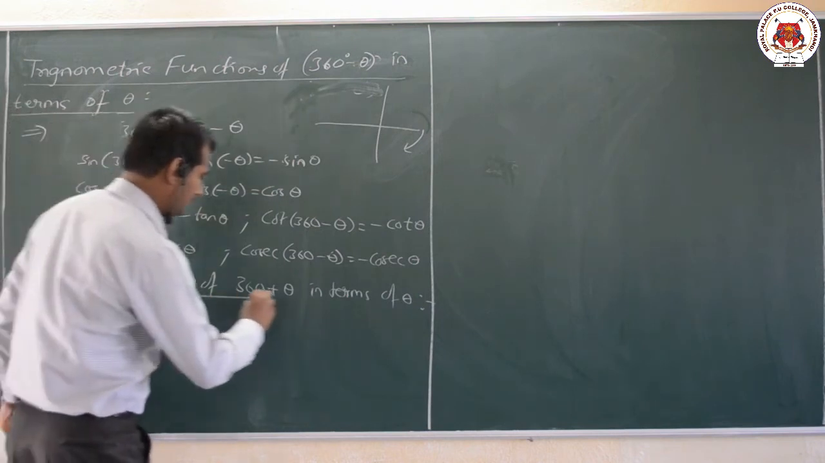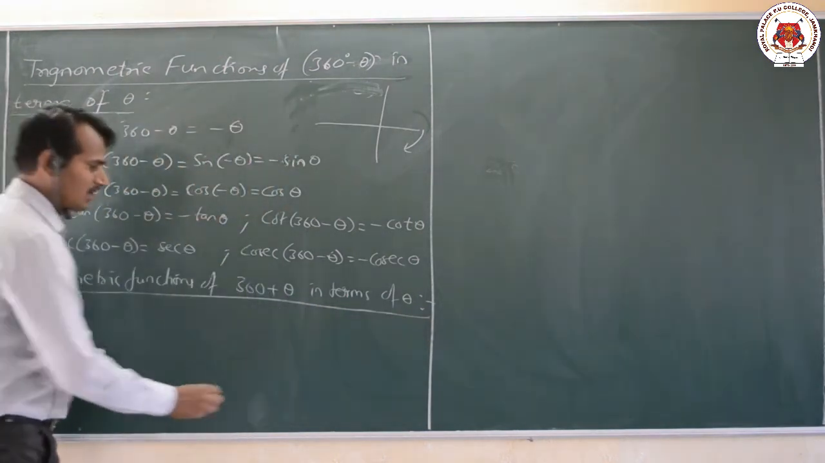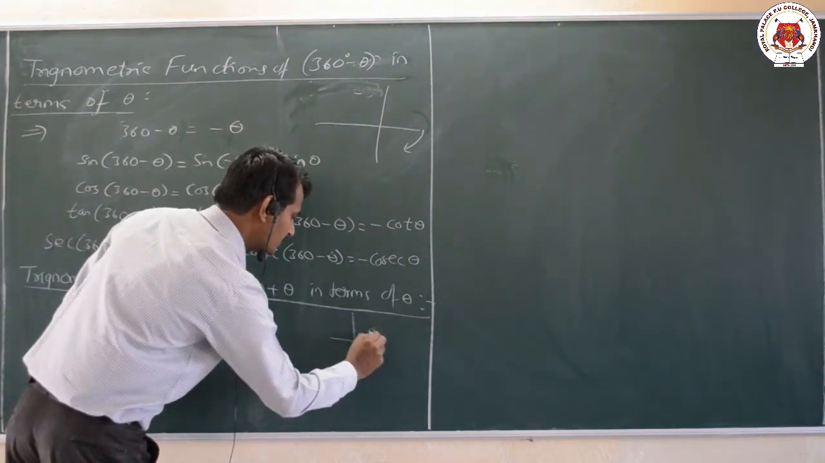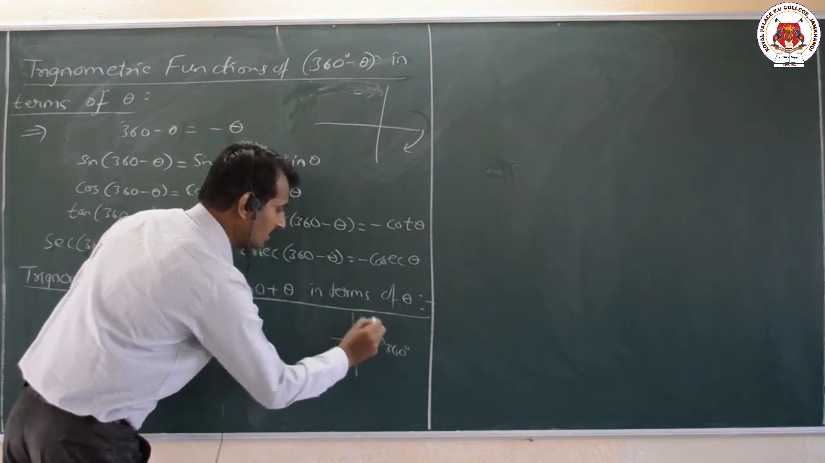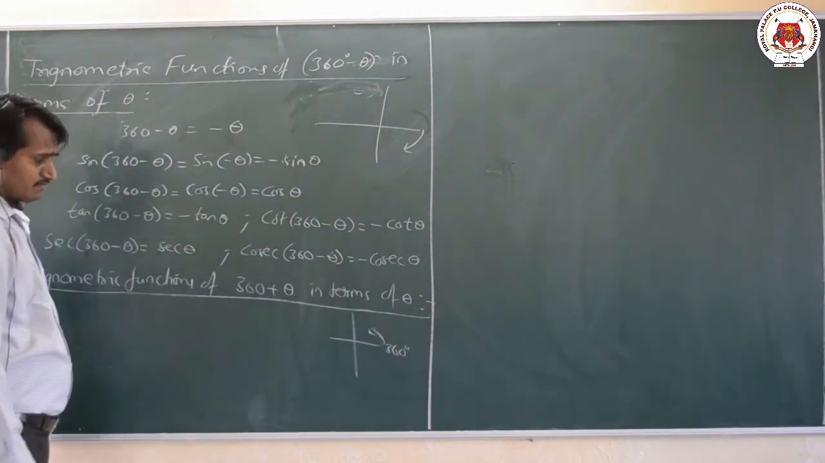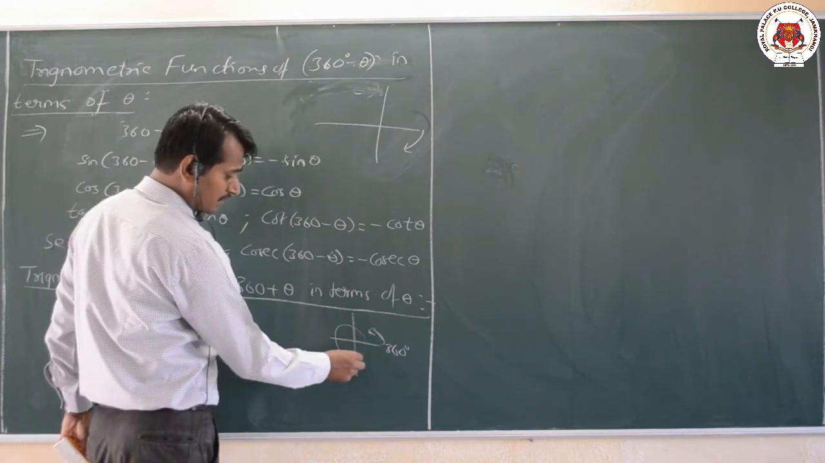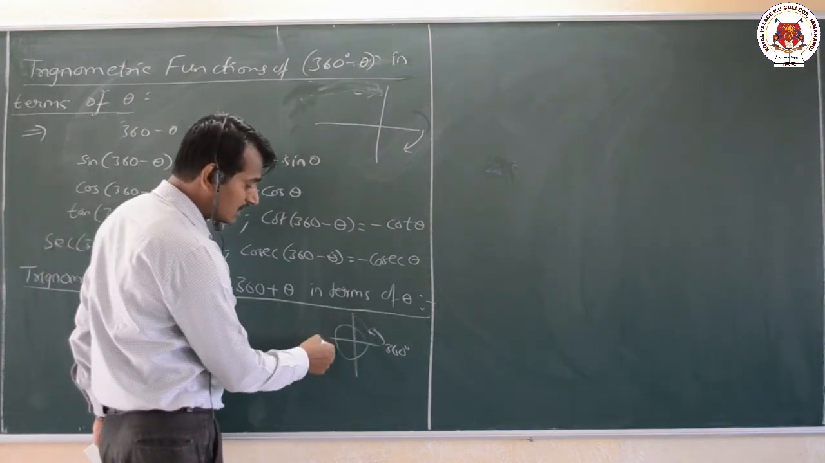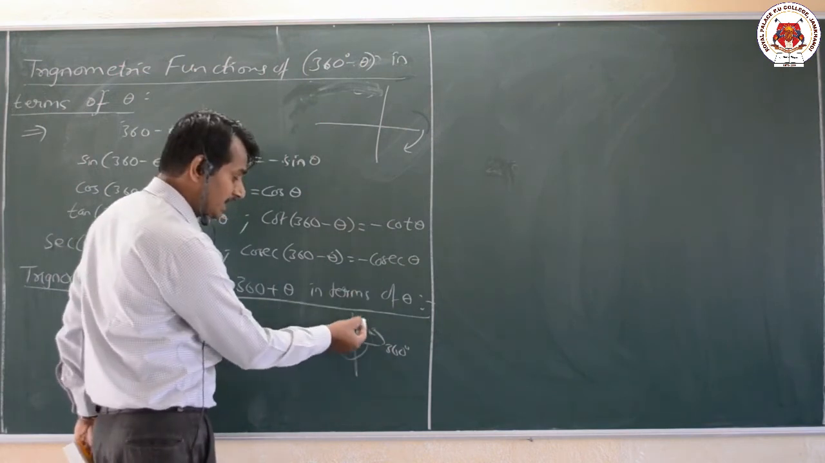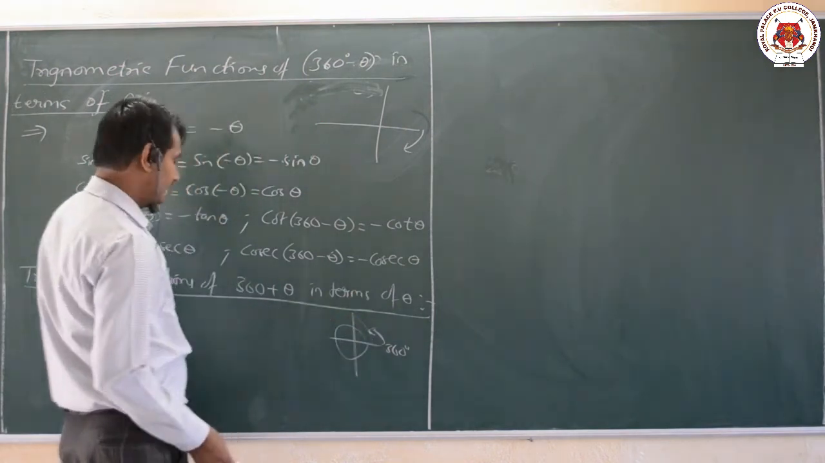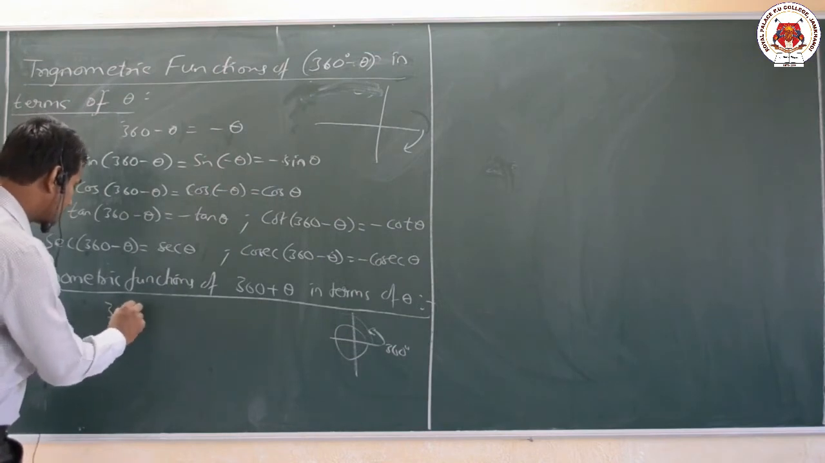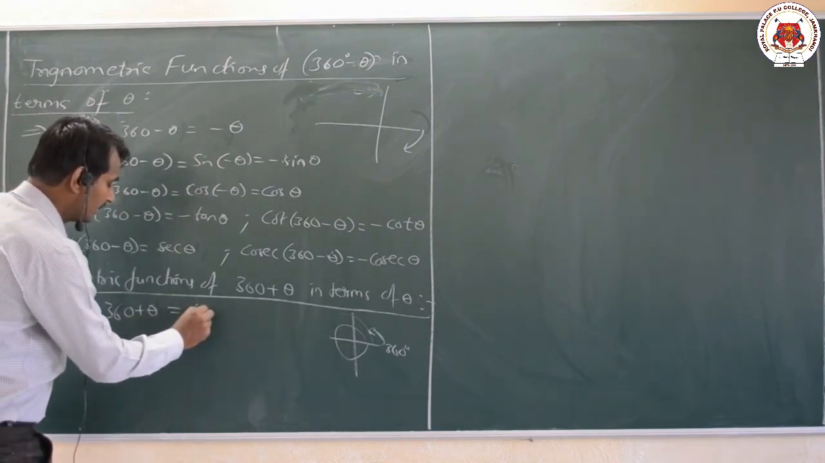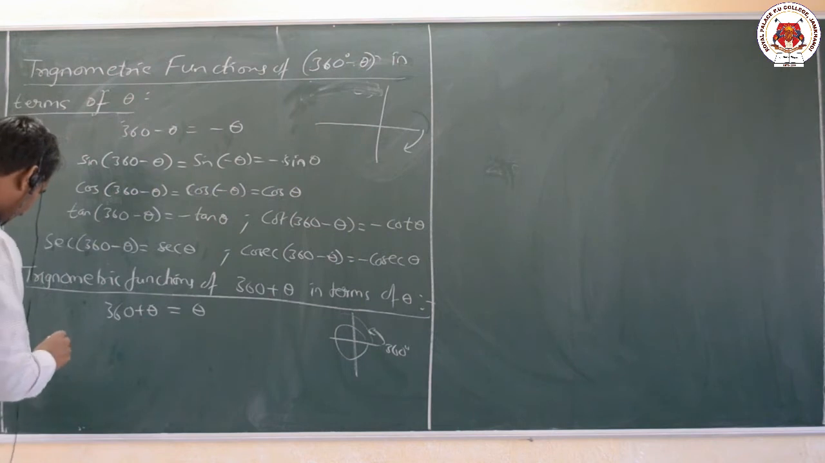That is nothing but 360 plus theta. That means, dear students, it comes again in the first quadrant only. First quadrant means it completes one whole revolution. One whole revolution means again the values of trigonometric functions start from the beginning, that is from theta only. That means here 360 plus theta is nothing but theta itself. So therefore what we get here?